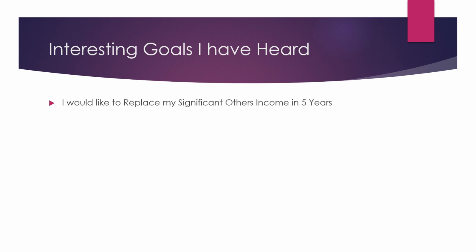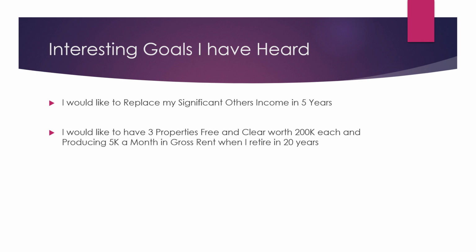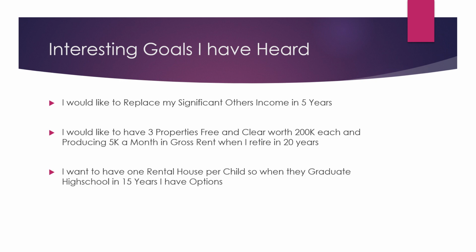So these are some things that I've heard. I want to replace my significant other's income in 5 years. That's a great goal. I'd like to have 3 properties free and clear, worth $200K each, and producing $5K a month in gross rent when I retire in 20 years. Again, great goal. I want to have 1 rental house per child, so when they graduate high school in 15 years, they'll have options. This one was obviously a family with a couple of young children.